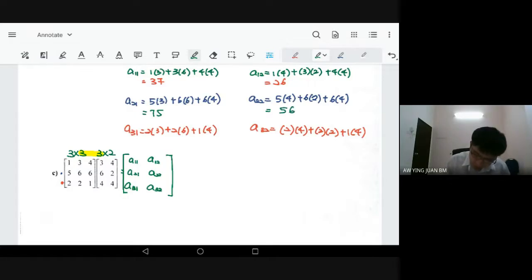Dan yang terakhir sekali, 6 tambah dengan 12 tambah dengan 4. So kita ada 22. Elemen yang terakhir iaitu 32 kita ada 8 tambah 4 tambah 4. Jawapan kita 16. So jawapan dia adalah 37, 26, 75, 56, 22, 16.